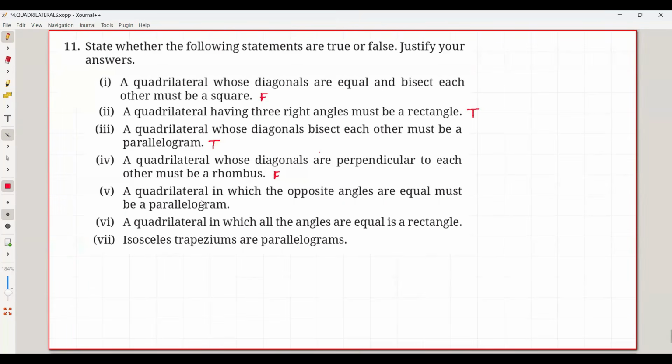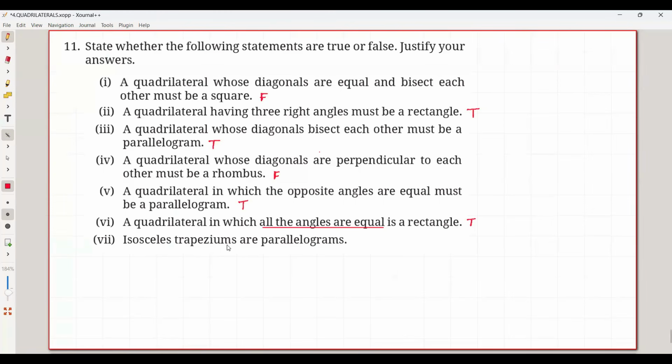Next: a quadrilateral in which the opposite angles are equal must be a parallelogram. Square, rhombus and rectangle are all called parallelograms, right? Then it's true. Rhombus, square, rectangle are all special parallelograms. Therefore this is true. A quadrilateral in which all the angles are equal is a rectangle. So the answer is true.